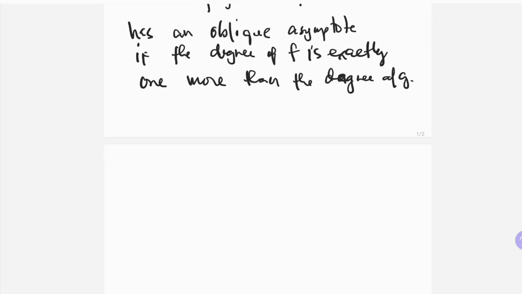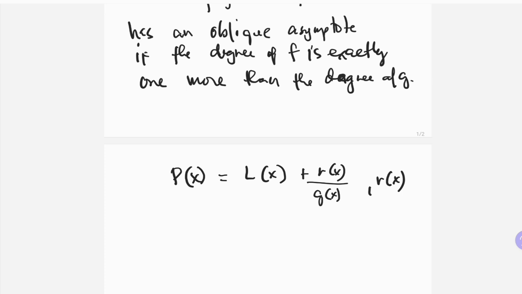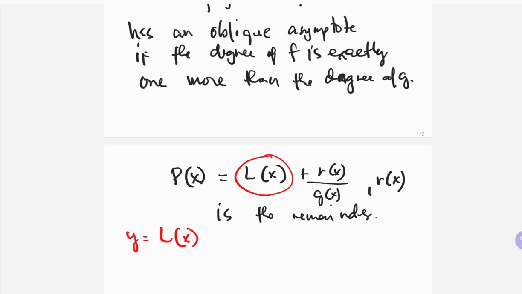So if we do the division, say p of x, performing polynomial division, equals L of x, which is the quotient, plus r of x over g of x, where r of x is the remainder. Here the oblique asymptote will be this one. So y equals L of x is the oblique asymptote.